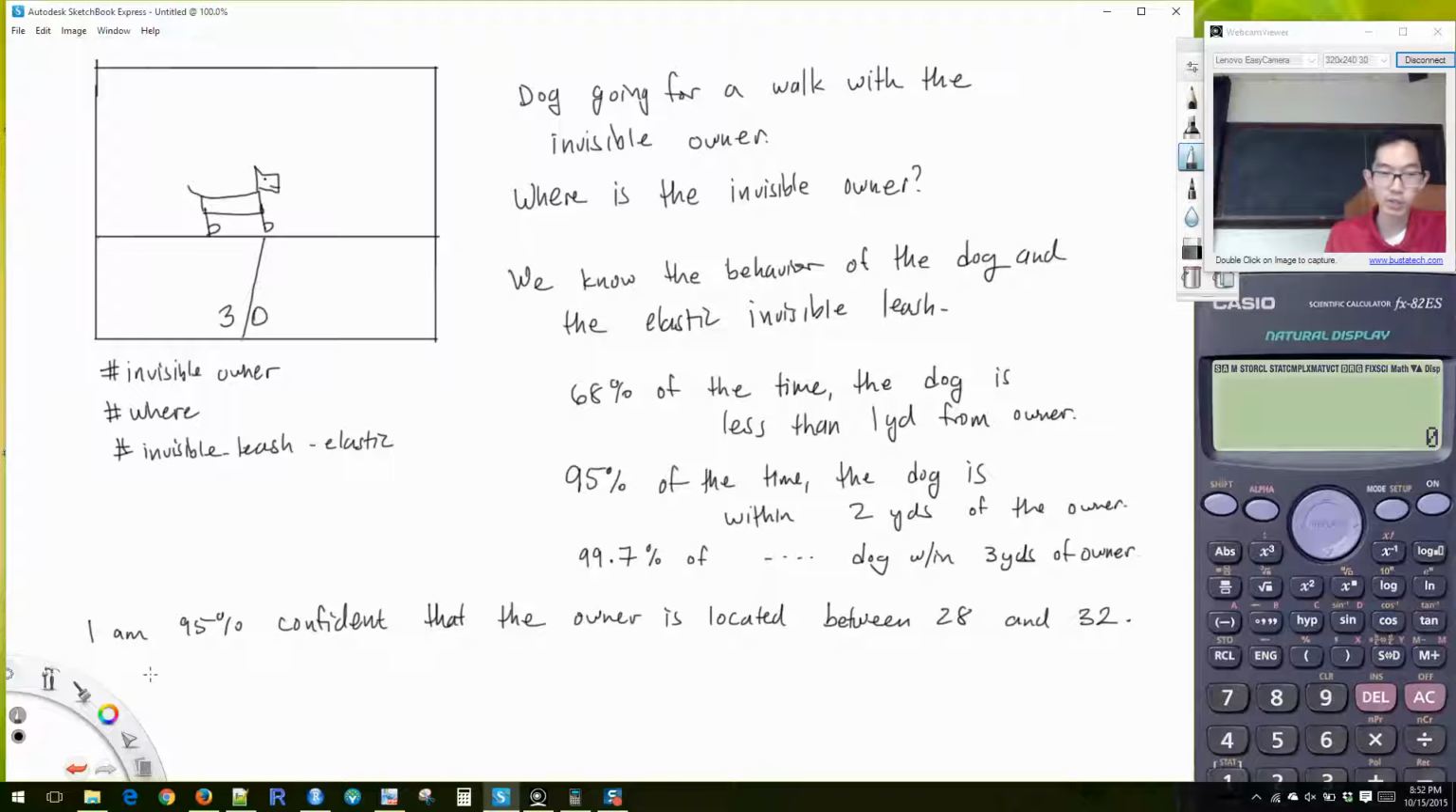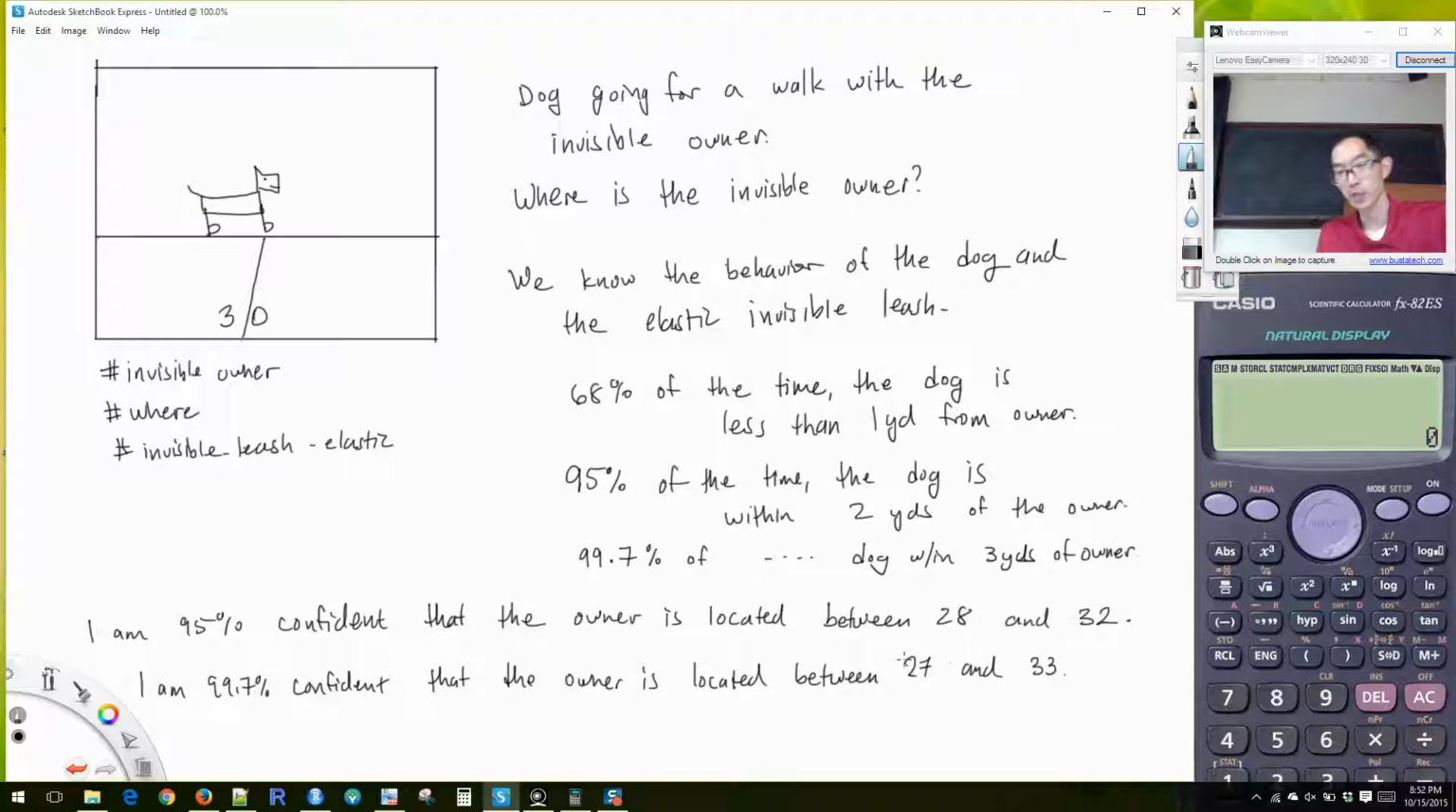Okay. And if I want to be more confident, I can say I am 99.7% confident that the owner is located between 27 and 33. Or something like that. Or I can decrease my confidence to get a smaller range. Okay? But even if I'm 99.7% confident, can the owner be at 33.5?